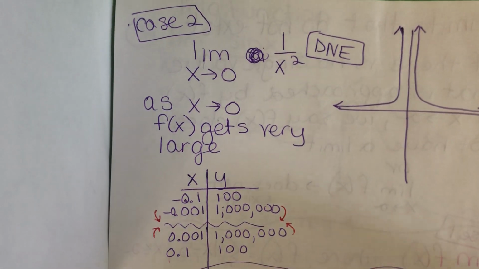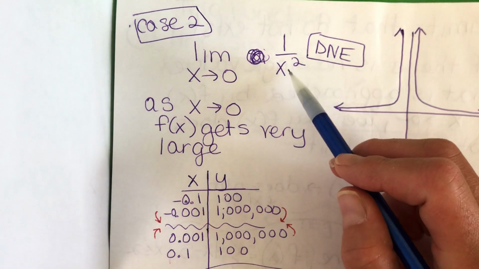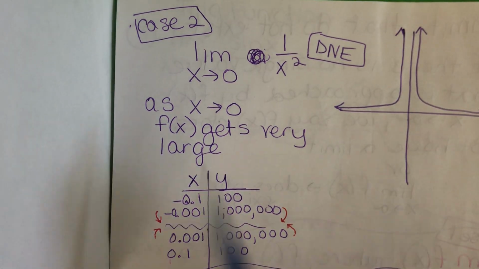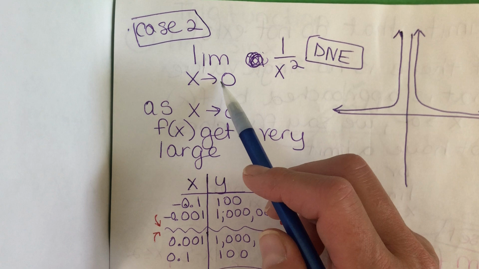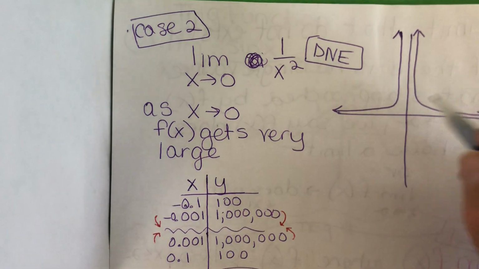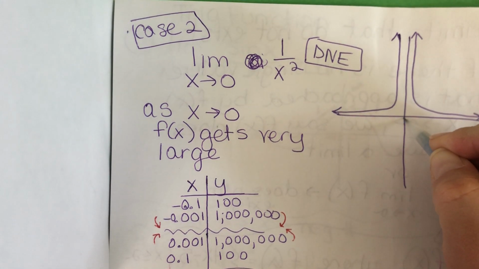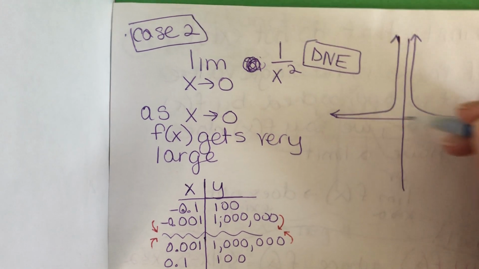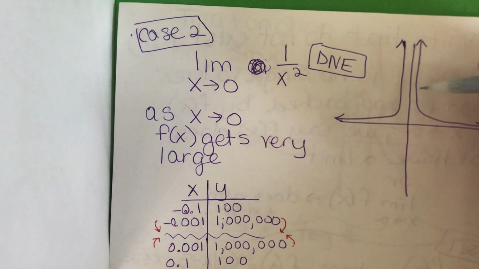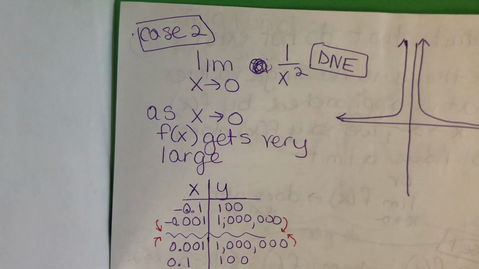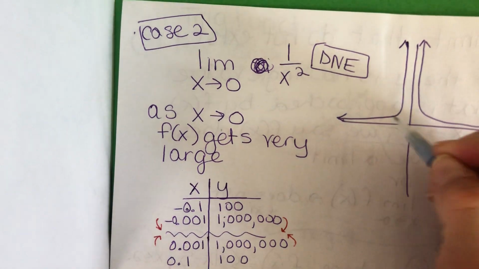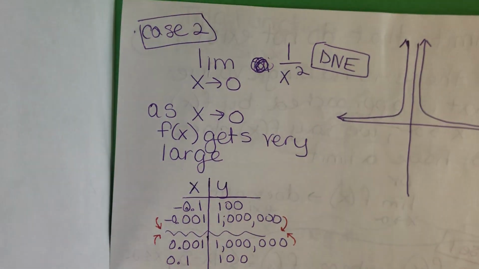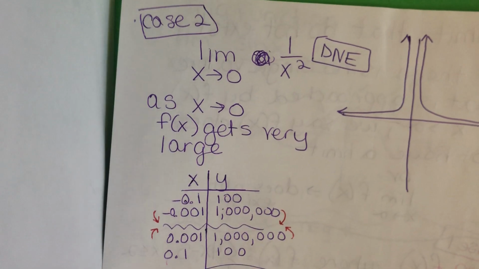So here is an example. The graph 1 over x squared. And we're going to approach this graph as x approaches 0. So here's 0. Can you see that if I come in from the left and from the right, both sides, the graph is going up infinitely. So it's not approaching a single number at all. And because it's not approaching a single number from the left and from the right, we say that the limit of the graph does not exist.